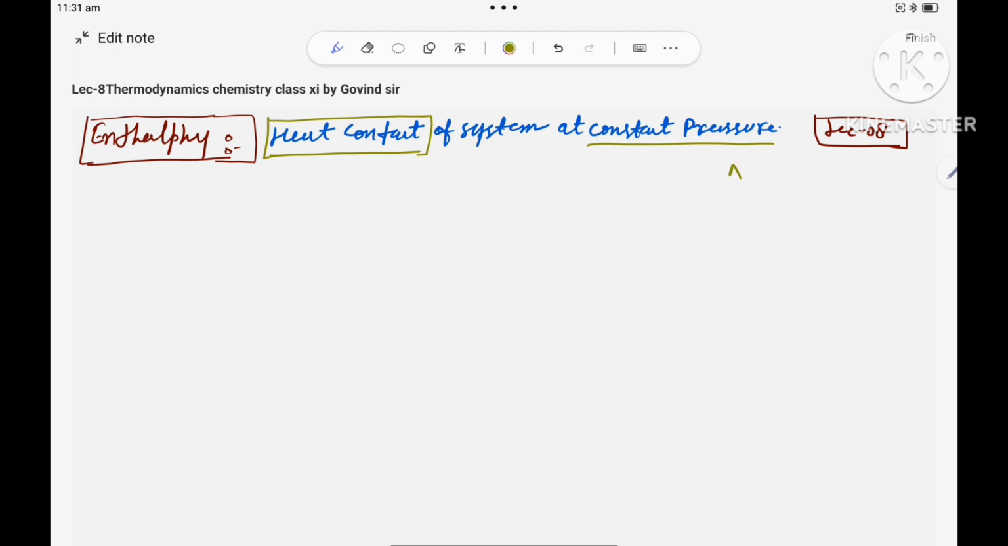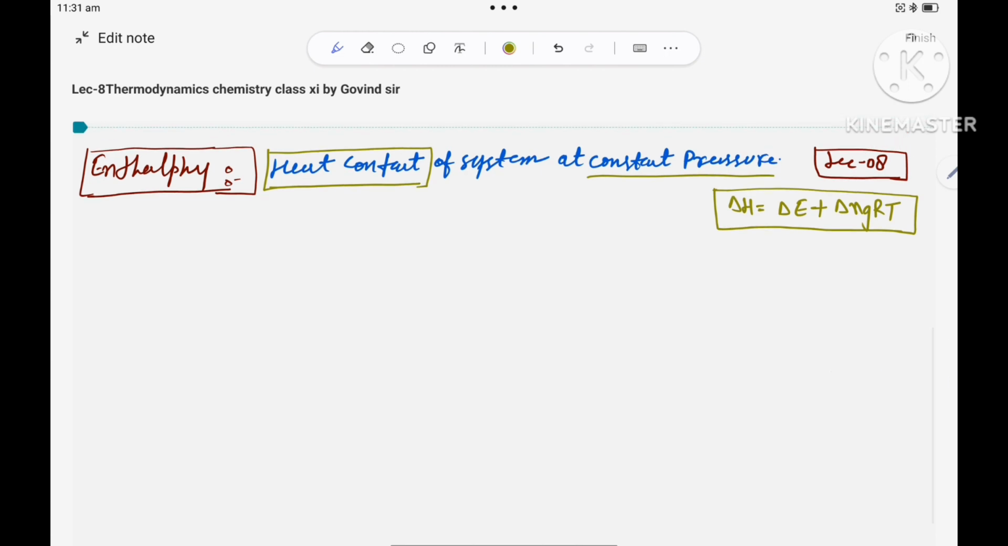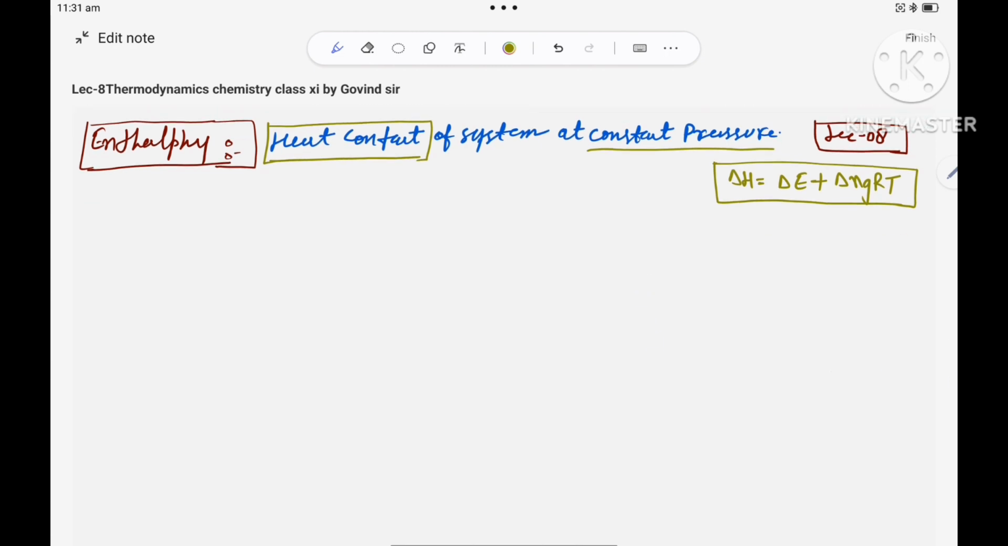The formula you know, you are very familiar: delta H is equal to delta E, or you can say delta U. Both are the same thing, change in internal energy. So delta H is equal to delta E plus delta Ng RT. That is the formula, but we are not going to use this formula. Enthalpy is represented by H. So what is the definition?